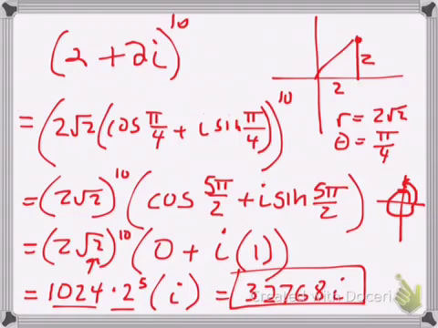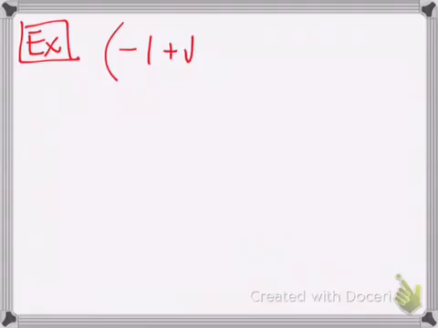You ready? Any questions here before we move to the next example? All right. Next example. Let's have a look at -1 plus the square root of 3i raised to the 6th power. What's the first step? To use Demoivre's theorem, we have to do what? Write the number in polar form. So the first step is to write this in polar form.